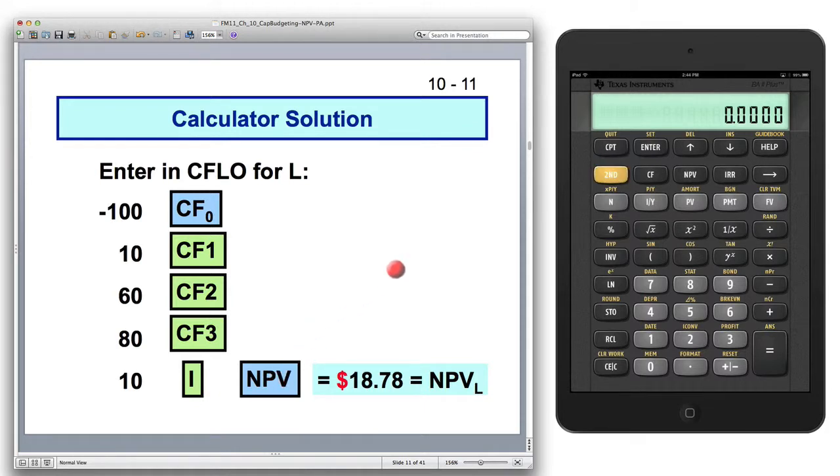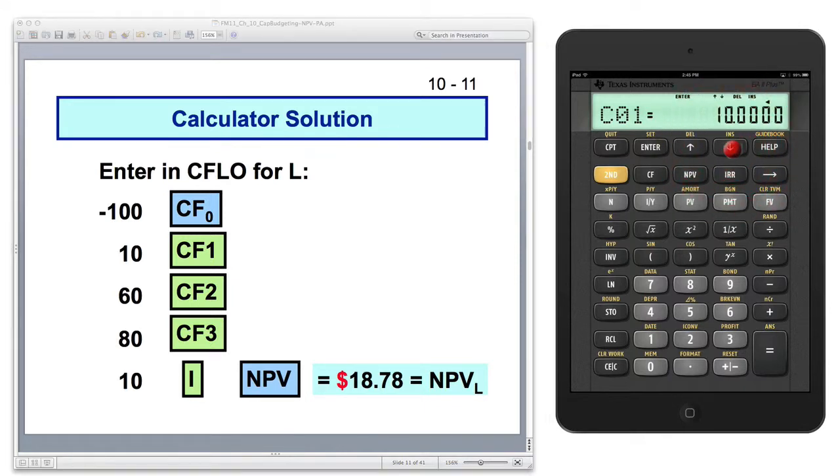First you do second quit. It clears the screen. Hit CF. CF0 is minus 100. So enter 100 and toggle the plus minus here. Make sure you hit the enter button. Hit the down arrow. Once you have entered something, you'll notice that a little triangle appears. That means the item has been entered. That's important. Hit the down arrow. C01, which refers to CF1, is 10. Again hit enter. Hit the down arrow.